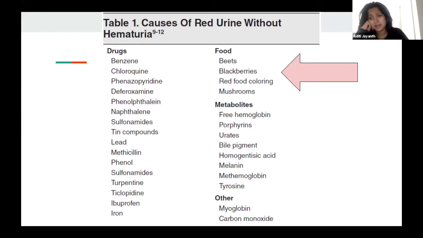And then metabolites, you guys mentioned porphyrias. Bile pigment can also cause a reddish pigmentation of the urine, as well as melanin, right? Those are the big things to remember. You can always refer to this list, so you don't have to memorize it, but the things that stick out are myoglobin and foods, which are probably the most common.